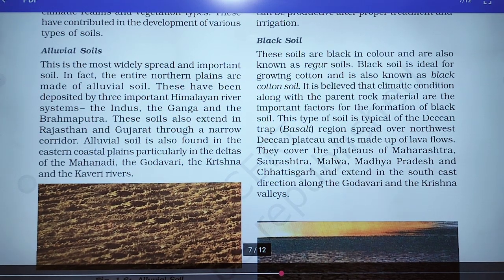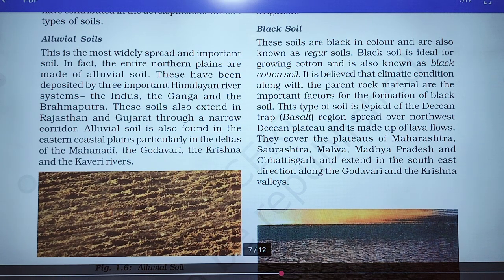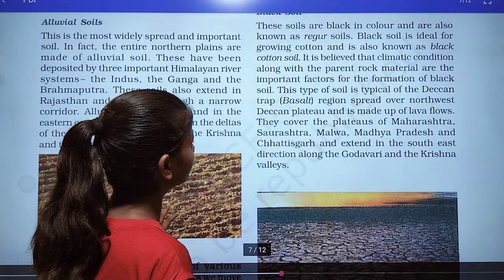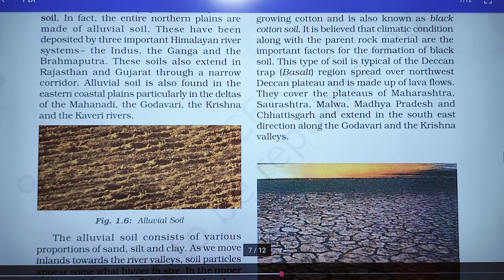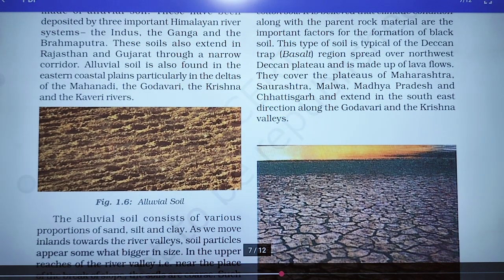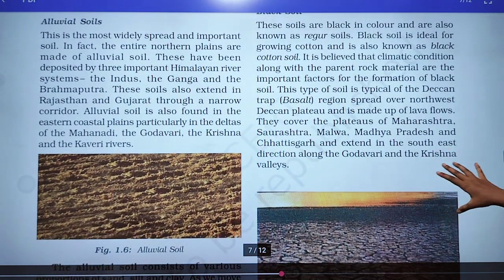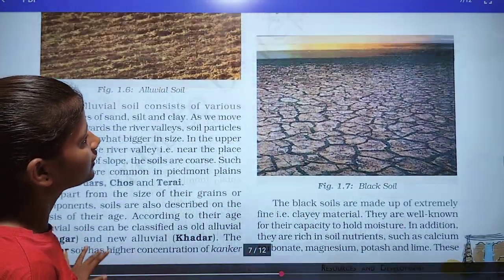This type of soil is typical of the Deccan trap region, spread over the northwest Deccan plateau, which is made up of lava flows. They cover the plateaus of Maharashtra, Saurashtra, Malwa, Madhya Pradesh and Chhattisgarh, and extend in the southeast direction along the Godavari and Krishna valleys. Black soil is covered mainly in these plateaus. Here is the figure of the black soil.